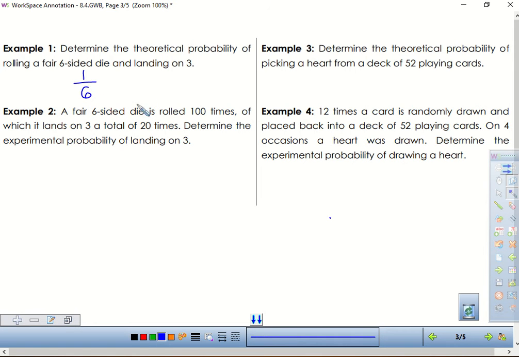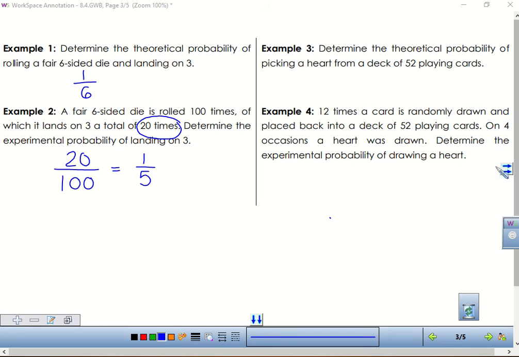Now the next one says a fair 6-sided die is rolled 100 times, of which it lands on 3 a total of 20 times. Determine the experimental probability of landing on a 3. So how many times did we actually land on what we wanted? 20. Out of how many trials? 100. So this is our experimental probability, which reduces to 1 over what? 5. So as you can see, the theoretical probability is 1/6, but sometimes the experimental will be higher or lower than that because it is experimental.